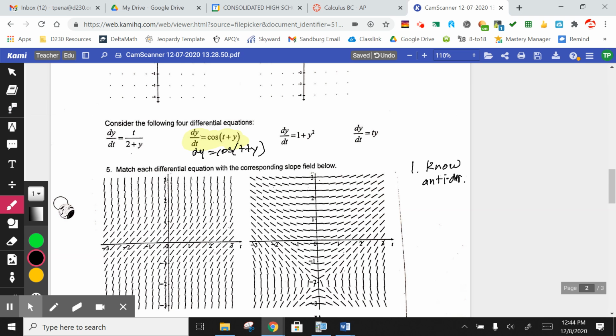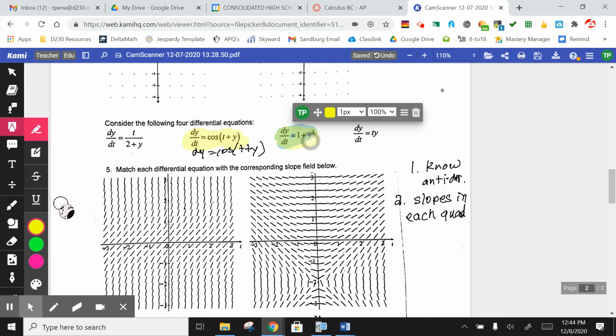The next one that I think is easiest is probably this guy. And what this would fall underneath is just knowing the slopes in each quadrant, or just slopes overall. So it doesn't necessarily have to be a quadrant. When I highlight this one here, the reason I'm highlighting it, wouldn't that one always spit out a positive slope? No matter what y value I'm going to plug in, I'm going to square it. I'm going to increase that by 1. It has to always have positive slopes.